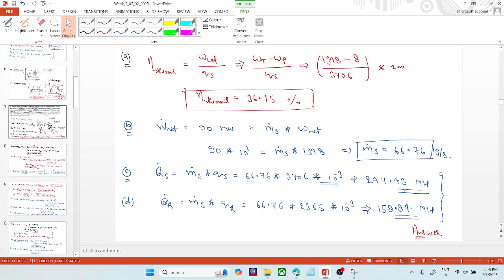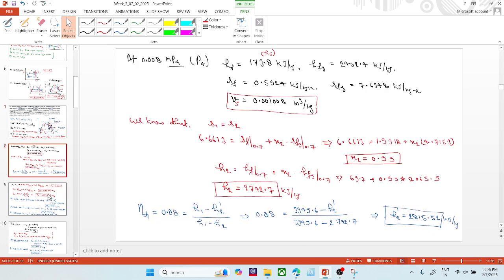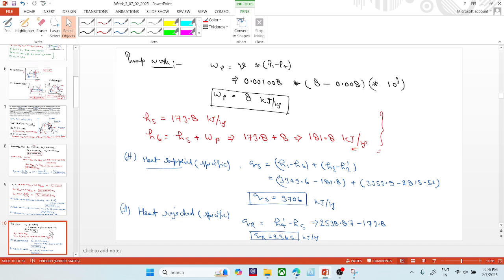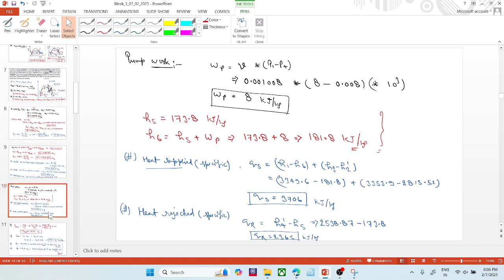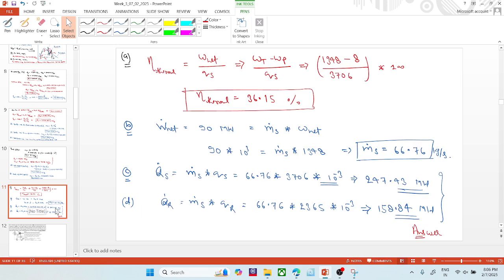Okay, so in this problem we have started with the reheat cycle. We have incorporated the turbine efficiencies, calculated enthalpy at all the points, and then answered the four questions: the thermal efficiency, the mass flow rate of the steam, the heat addition rate, and the heat rejection rate. Okay, so that's it.